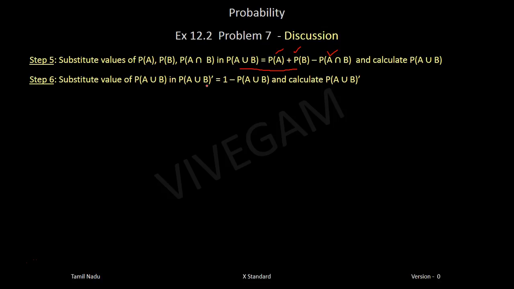And what is the probability of A union B, the complement? That is 1 minus probability of A union B. In step 5, we calculated probability of A union B, so from which you can calculate this value. Okay. So the probability of the sum being neither divisible by 3 nor 4 is probability of A union B whole complement, and that is 1 minus probability of A union B. We have just calculated it; substitute it and you'll be able to get the value.